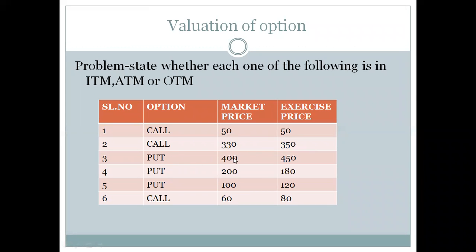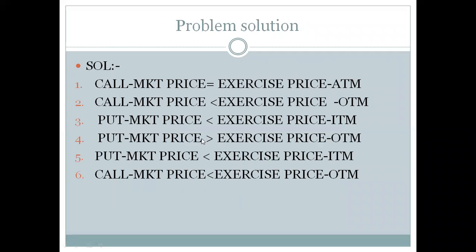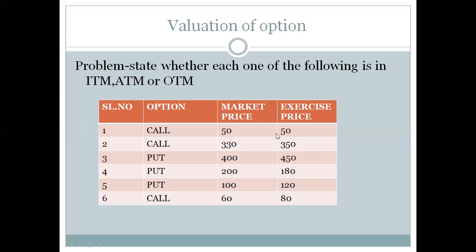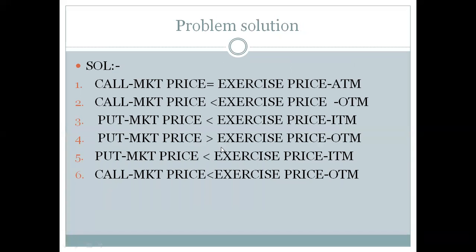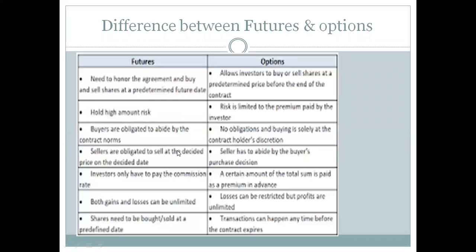Put option, market price is 400 and exercise price is 450. So here market price is less than the exercise price. It is advantageous to exercise the contract. Put option, 200 market price and 180 exercise price. So market price is greater than the exercise price. It is OTM, out of the money. It is not advantageous to exercise the option.